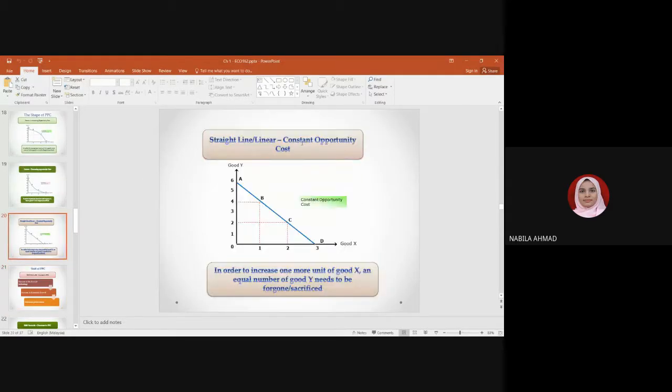And the last one is straight line. So whenever the PPC is straight line, this means the opportunity cost is constant, which means to produce more X, we have to sacrifice the same amount of Y. Ya, kalau kita tambah 1X, kita kurangkan berapa Y? 6 tolak 4, 2Y. Kita tambah 1X, kita kurangkan lagi 2Y. Dan tambah lagi 1X, kita kurangkan lagi 2Y. So 2Y, 2Y, 2Y. Maknanya this constant amount of Y will be sacrificed. So kita kata the PPC is straight line or linear. Boleh? Okay.